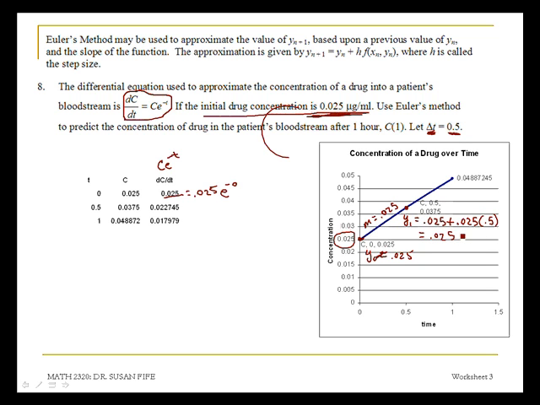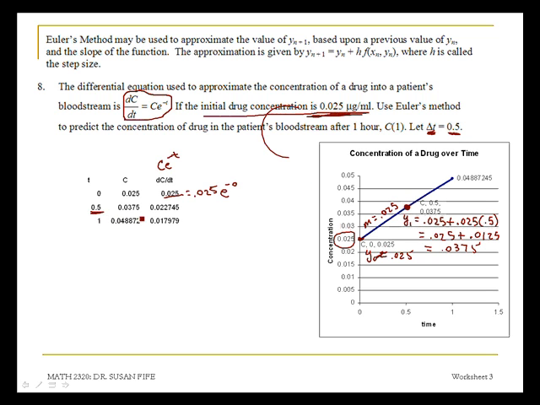Multiplying by 0.5 is the same as multiplying by 1/2. It's going to give you 0.0125, which when you add that to 0.025, you're going to get 0.0375. That gives you the new y value of the point. So when t is 0.5, the value for c is 0.0375. This is an approximation.